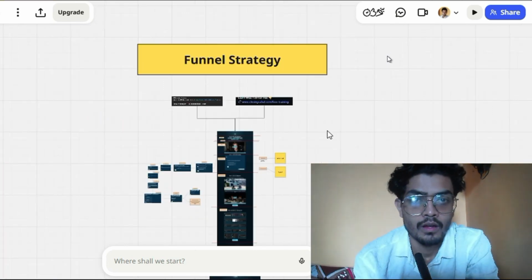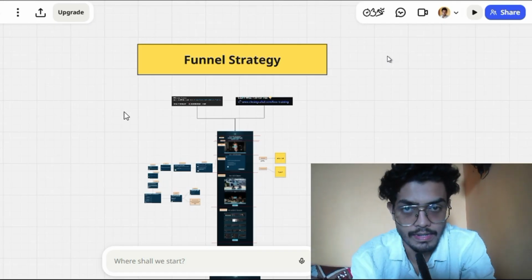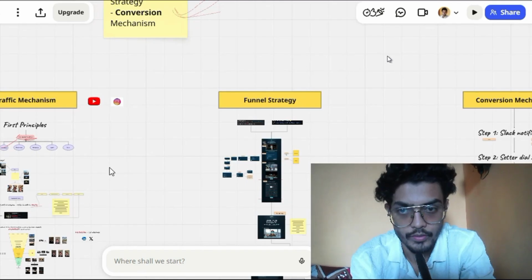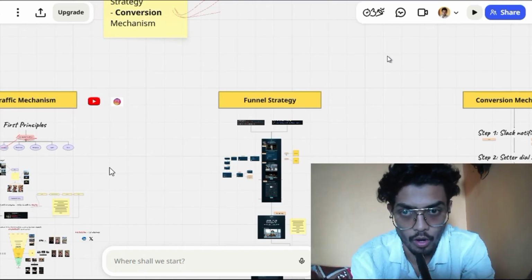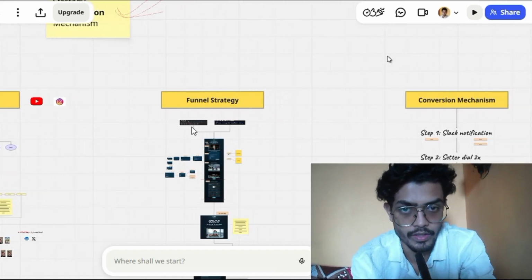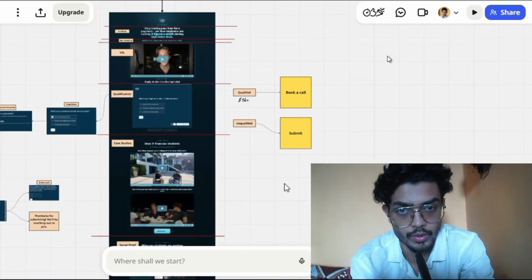Now let's see his funnel strategy. It's very simple, as is the traffic mechanism. He drives his entire traffic from his YouTube and from his Instagram, and he has the same link across his descriptions, like the YouTube description and Instagram bio, which is this one. When you click on that, you will be driven to this particular sales page or VSL page.